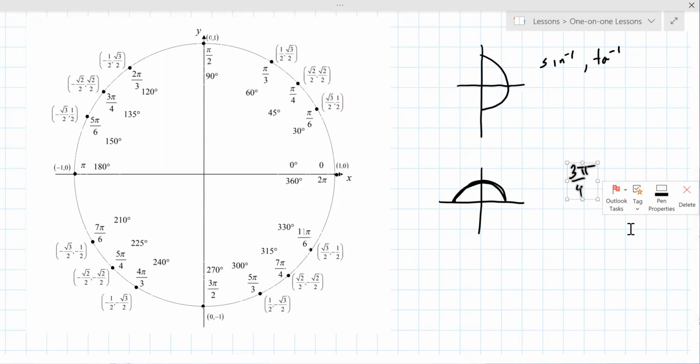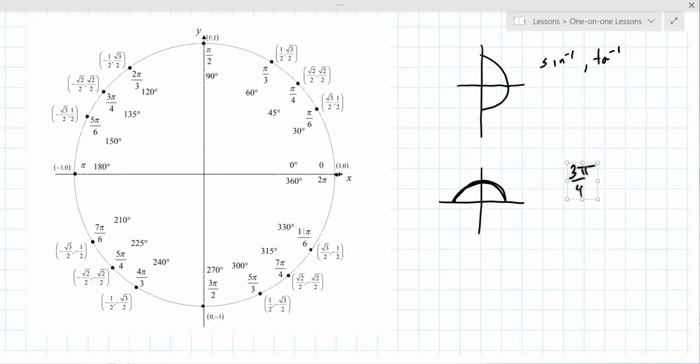Okay, so the next one is sine inverse of 1. Again, where is the sine 1? Well, it's 1 at pi over 2, and that's the only place, so that's your answer. Can you say that one more time? It's just pi over 2. I mean, the second page has all the answers. Oh, okay. I see what you mean.